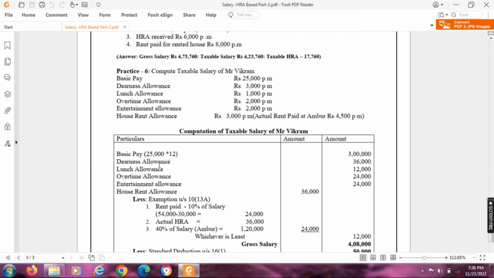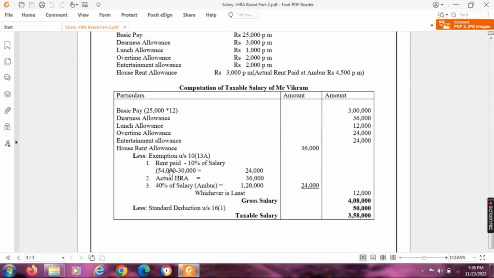House rent allowance actually received 36,000. Less exemption under section 10(13A). Rent paid minus 10% of salary. Here salary means only basic. So actual rent paid 4,500 into 12, 54,000. Less 10% of salary, 3 lakh into 10%, 30,000. Balance 24,000. Second, actual HRA. And the third one, the place is Ambur, so we can avail only 40% of salary. Out of these three, whichever is least, exempted, balance only taxable. Less, we can avail standard deduction under section 16(1), rupees 50,000. Balance only taxable salary. So this house rent allowance adjustment is all we covered in this video.